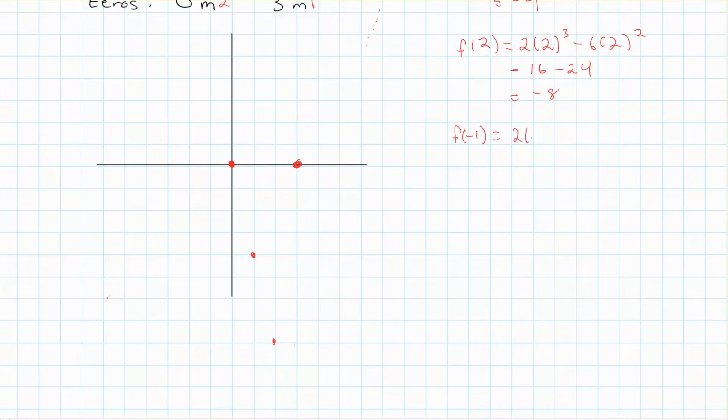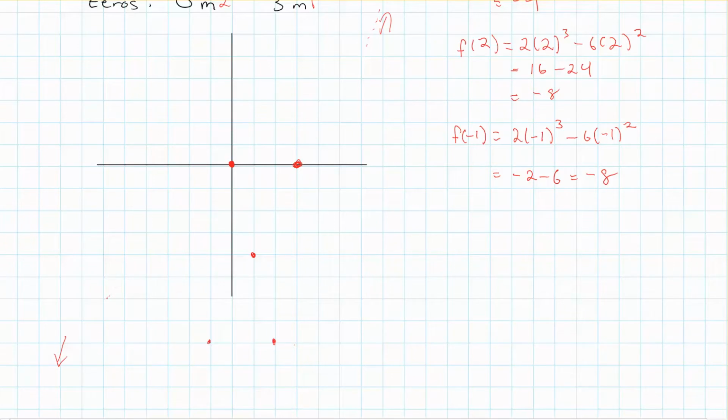This would be 2 times negative 1 cubed minus 6 times negative 1 squared, which would be negative 2 minus 6, which is also negative 8. And so this would be down here. And then we know the end behavior, and I'm drawing it off to the side here. This isn't really part of the graph. I'm just drawing what my end behavior does.